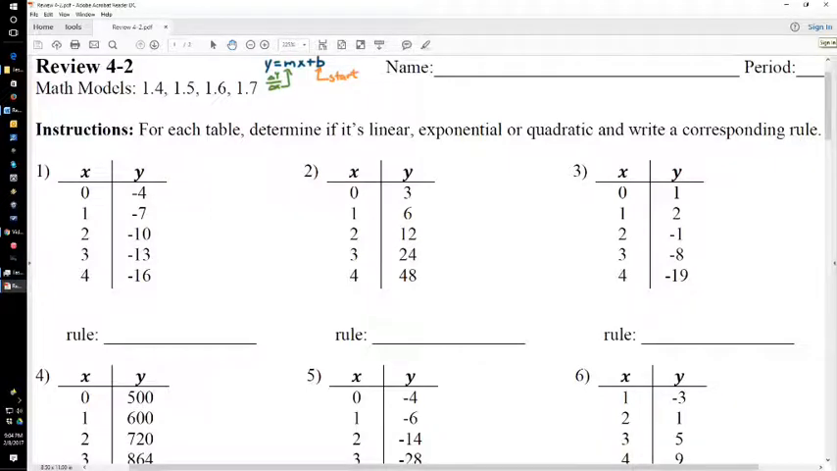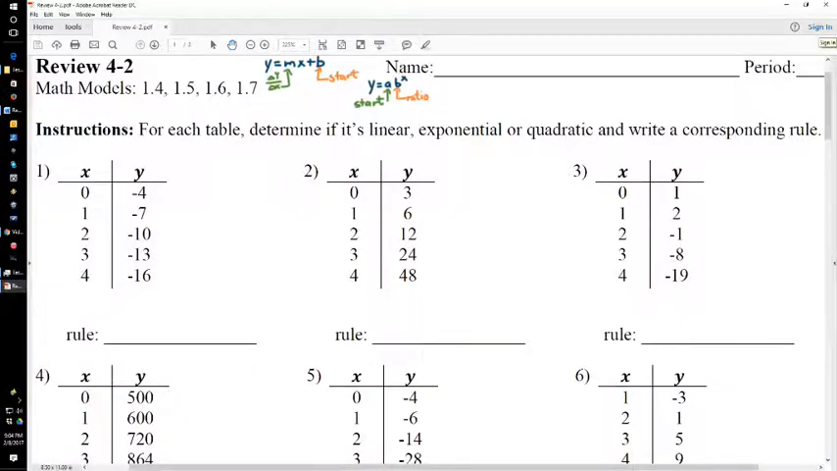Okay? You have your exponential equation. y equals a b to the x. That's your exponential. And a, in this case, is your start. And b is your ratio, where basically you take one and divide it by the previous one. So like in number 1, you do -7 divided by 4, -10 divided by 7, -13 divided by 10. You wouldn't be subtracting, you'd be dividing.